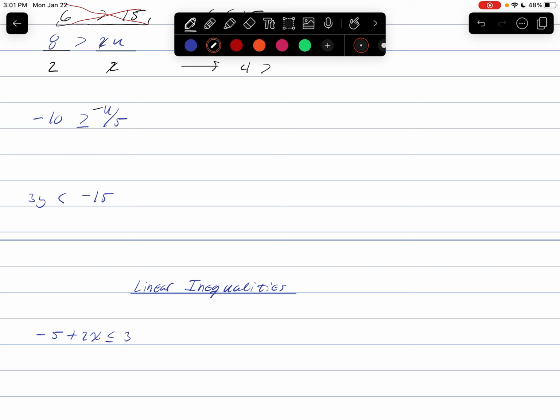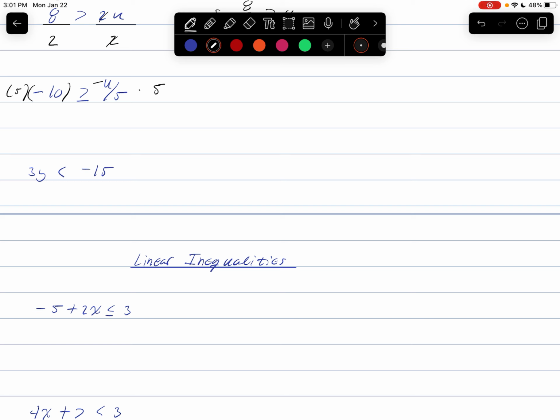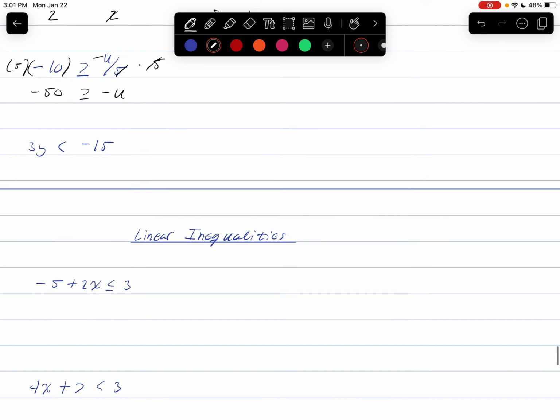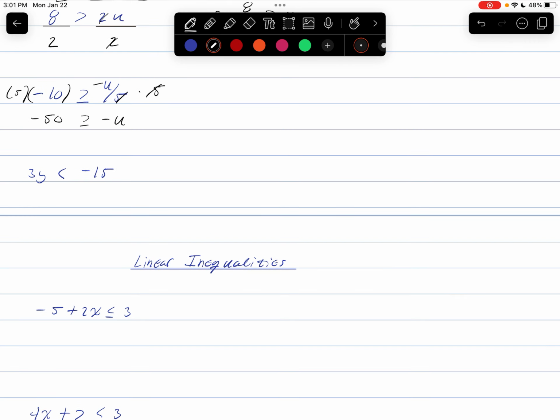Let's get rid of this 5 here. Let's multiply both sides of the equation by 5. That leaves us with negative 50 is greater than or equal to negative u, because these 5's cancel. We do have to somehow get rid of this negative sign. We haven't totally isolated u yet. So let's divide both sides of this equation by negative 1. These cancel, and so do these. But we do have to flip this inequality sign because we divided by a negative number. So we have u is less than or equal to positive 50.